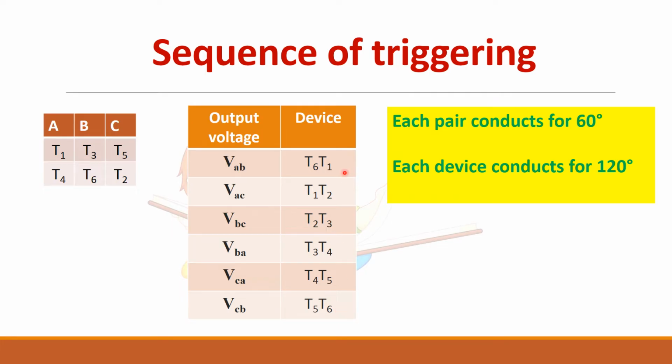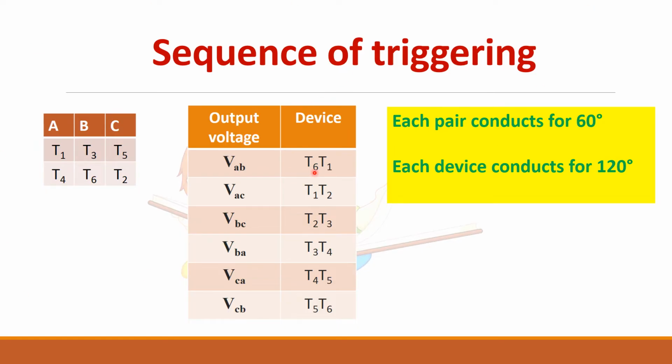This will be in a sequence. You can see here T1 comes in 2 boxes, it means that T1 is conducting for 120 degree because each box represents 60 degree. T2 comes 2 times, T3 comes 2 times, T4 comes 2 times, T5 comes 2 times, T6 comes 2 times. So after writing this, we can write the output voltage directly.